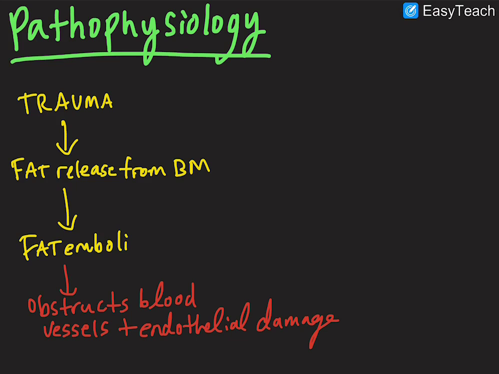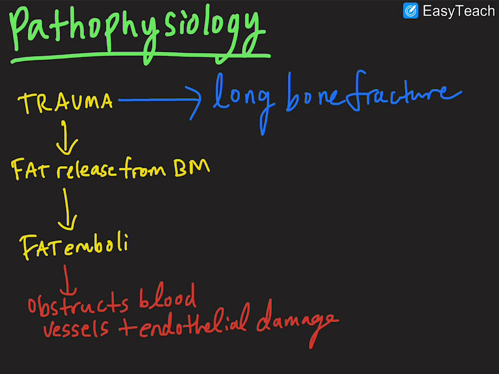So, how does the pathophys work? You get some sort of trauma. Trauma to what? It's usually a long bone fracture, like your femur, for example. And why a long bone fracture? Because they have yellow marrow, which is rich in fat.